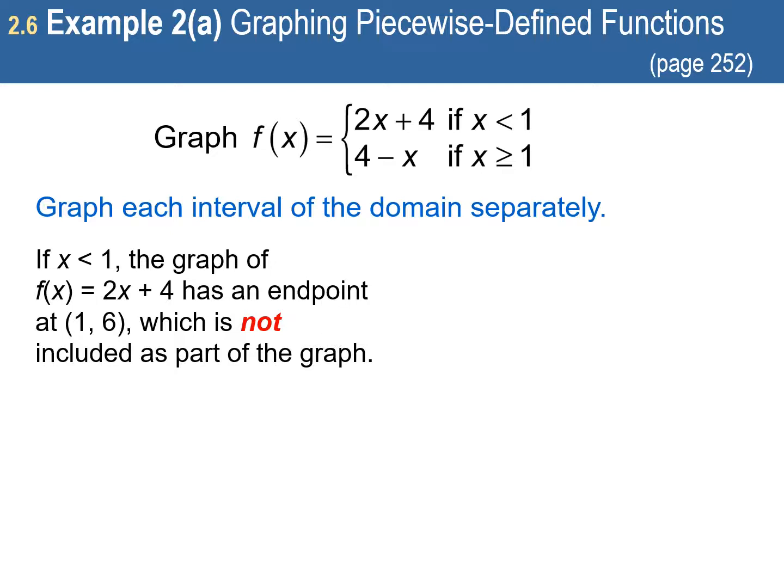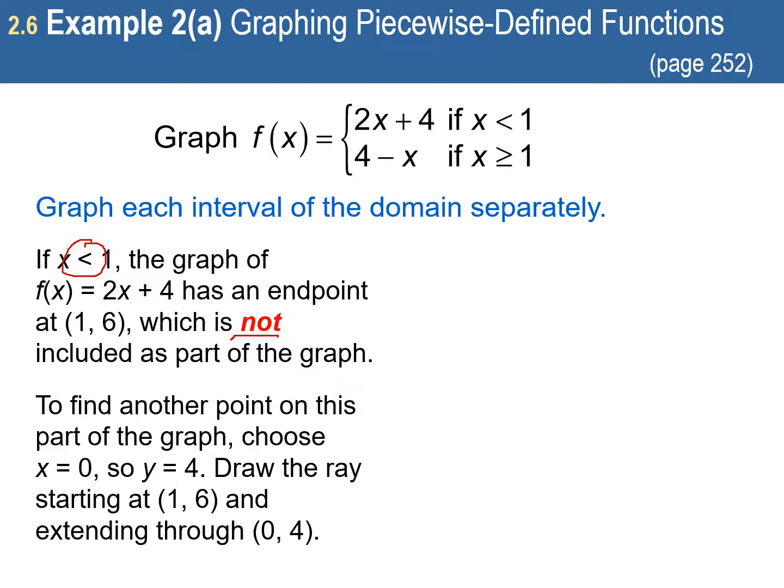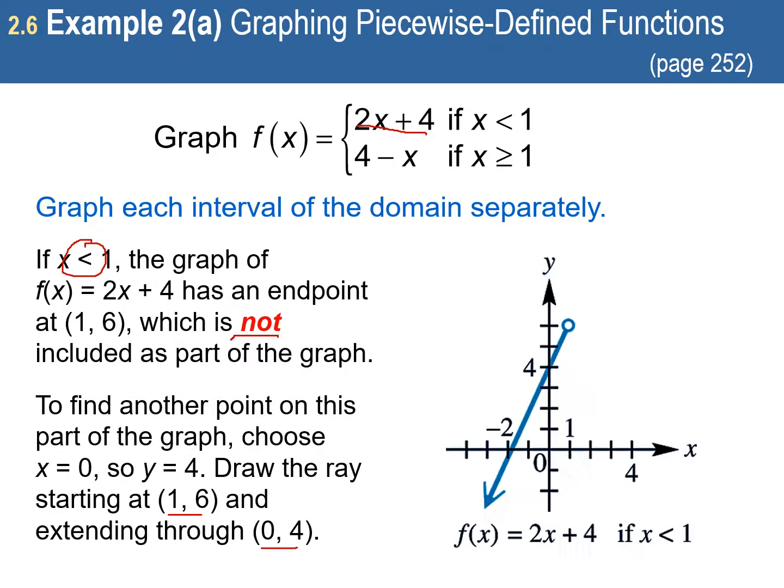So when x is less than 1, f of x is 2x plus 4, and it has an endpoint of (1, 6). But that is not included in the graph because we have that strict less than there. To find another point, you can pick any point you want since it's a line. So you can pick 0. So y is 4 when x is 0 of 2x plus 4. So you draw a ray starting at (1, 6) and goes through (0, 4). So that's the first piece of your piecewise function.